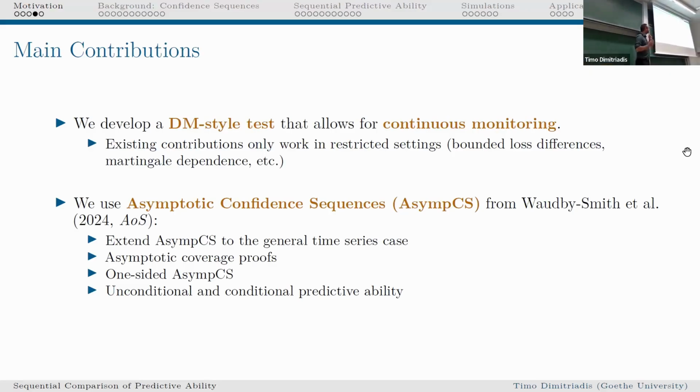So we extend the proofs to a general time series setting with an HAC estimator, where we need a long-run variance estimator. We have asymptotic coverage proofs. We do one-sided asymptotic confidence sequences. For Diebold-Mariano, one-sided is straightforward; here it's a bit more involved, but not too difficult. And we do both conditional and unconditional predictive ability.